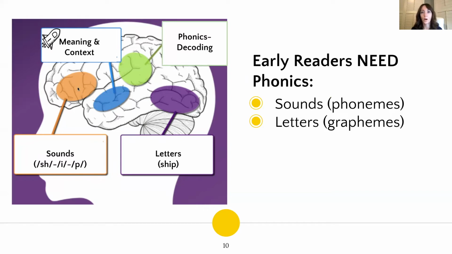So when we're wiring them for reading, and now I'm teaching my son to read Brown Bear, I want him to not rely on this meaning. I want him to be making this hard trip over to the letters and actually decoding those words and making those connections. Early readers need phonics. They don't need to look at a picture to read the word. They need phonics, those letter sound correspondences.